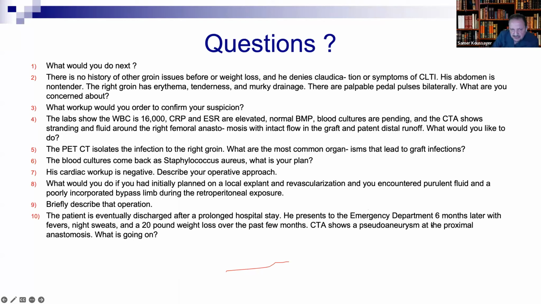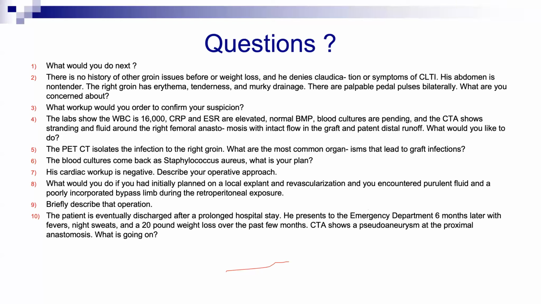He presented to the emergency department 6 months later with a fever, night sweats, and 20-pound weight loss over the last few months. Pseudoaneurysm at the proximal anastomosis. What is going on? So after he did reconstruction with a rifampicin graft, now he came with a pseudoaneurysm. We have a complete graft infection and disruption of the proximal anastomosis.